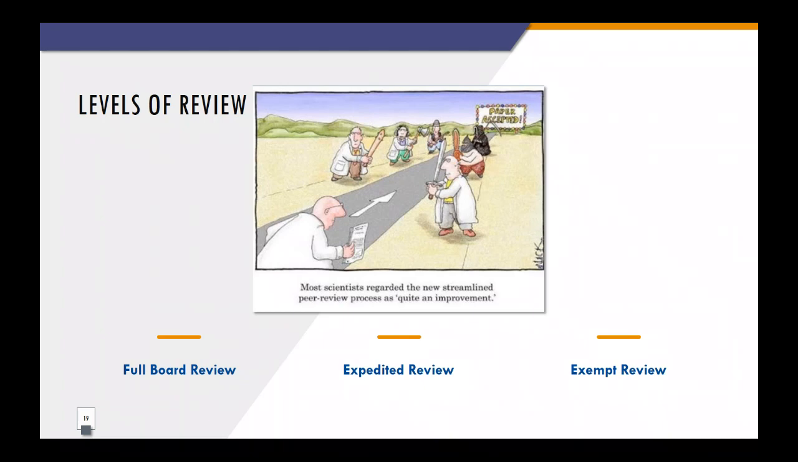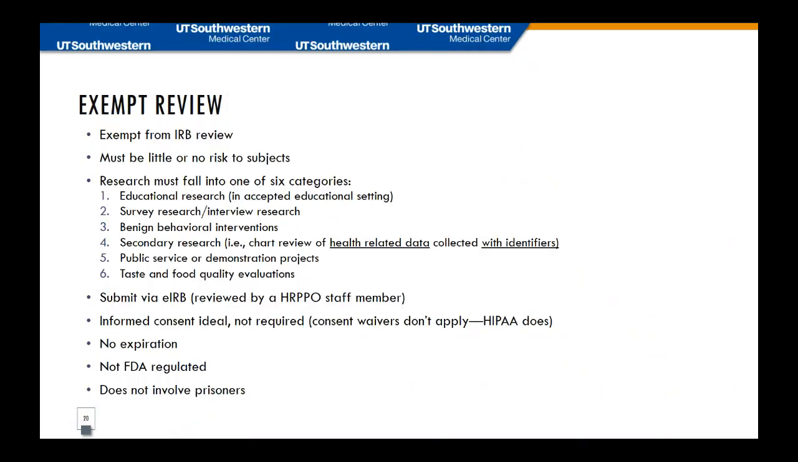First is exempt review. That means that the study is exempt from IRB review, right? No, well, actually, not really. Exempt for review just means it fits into one of our exempt categories. These studies must be little or no risk to subjects. Research must fall into one of these 6 categories: educational research in an accepted educational setting, survey research or interview research, benign behavioral interventions, secondary research, so like chart reviews of health-related data collected with identifiers, public service or demonstration projects, and taste and food quality evaluations.